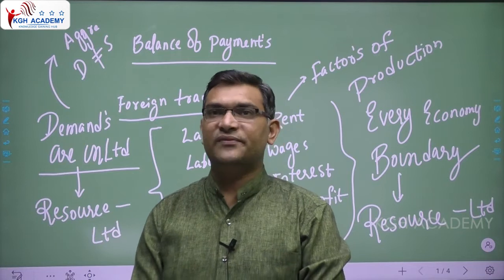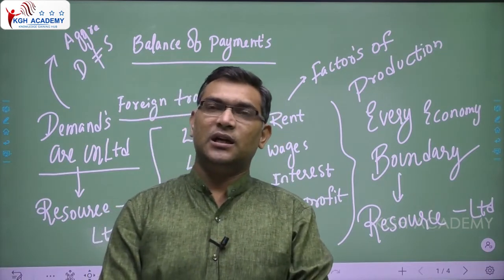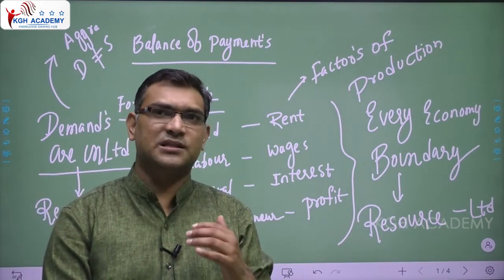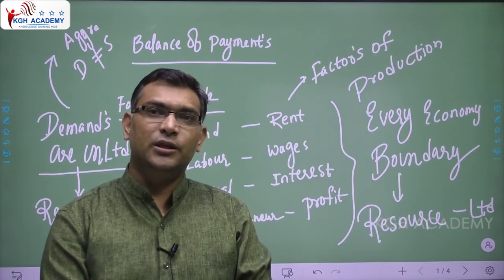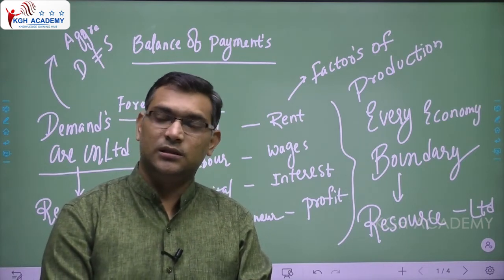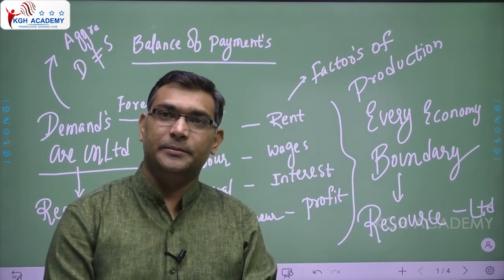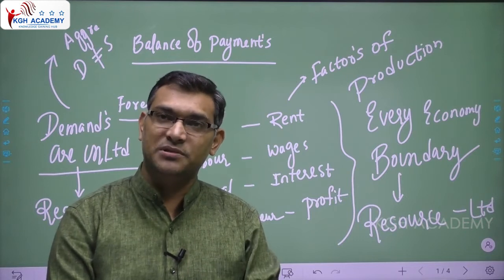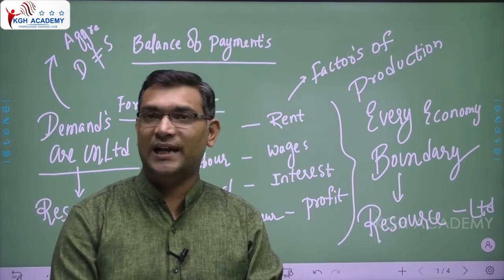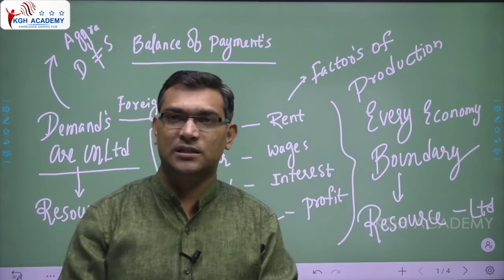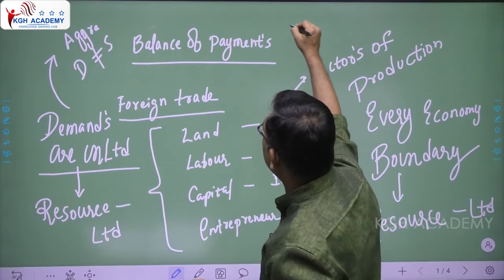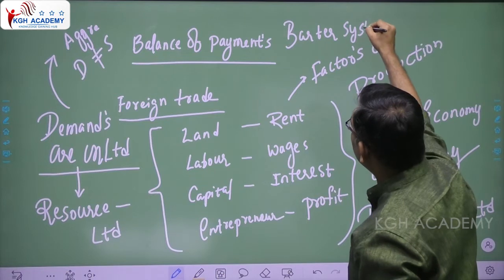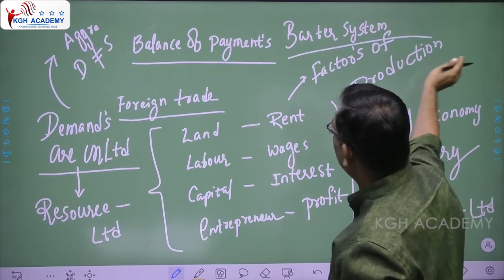Clear? Now, if the trade has to take place, listen. If the trade has to take place, then there should be some system between the two countries so that the trade will be smooth and amicable. What is the system called? The system is your barter system.